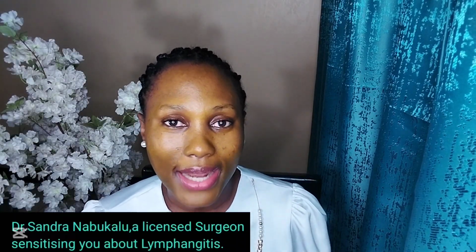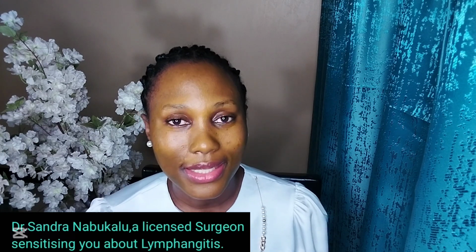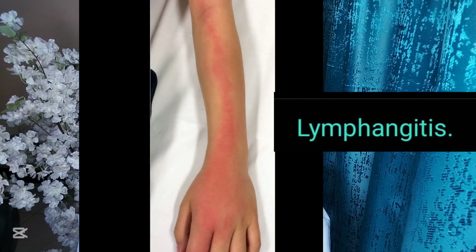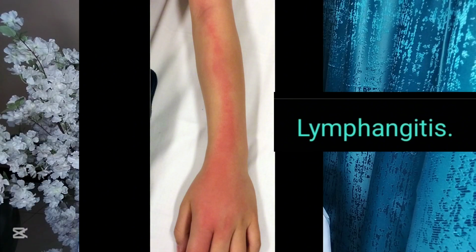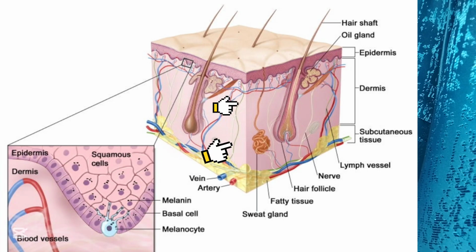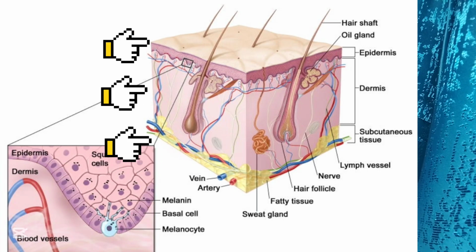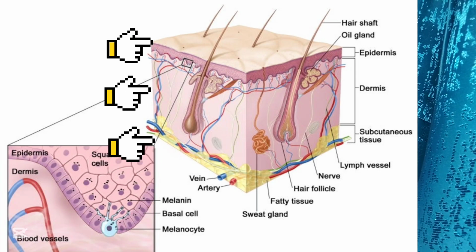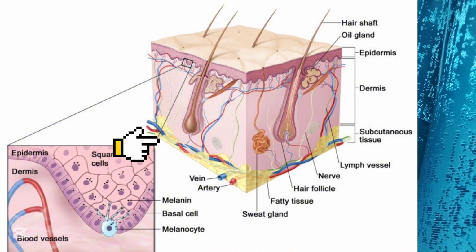I hope you become aware and sensitized about the different surgical conditions. Today's video is about lymphangitis. Lymphangitis is the inflammation, that is the irritation, of the lymphatic vessels of the skin as well as the subcutaneous tissues, the tissues just below the skin.